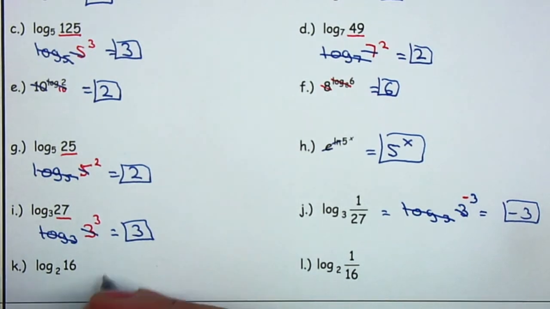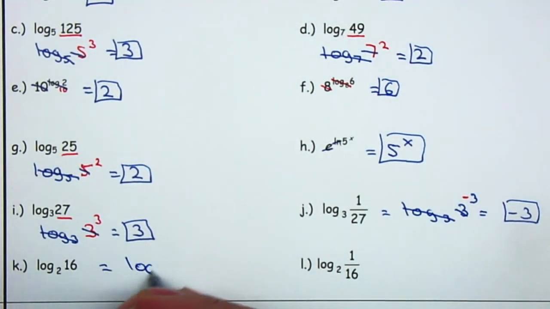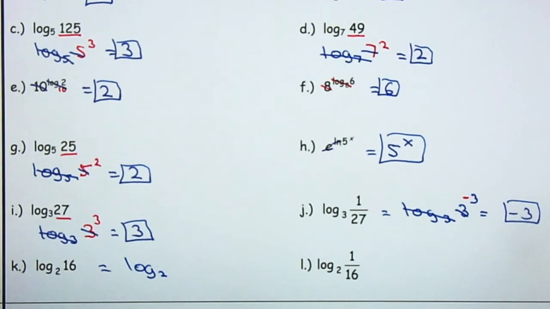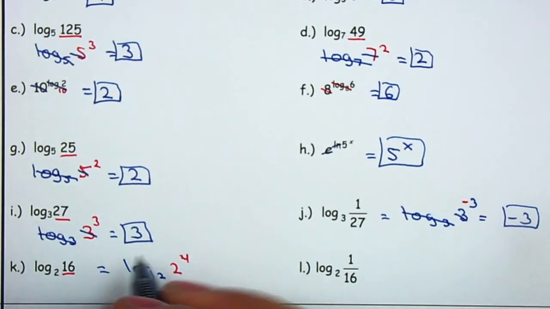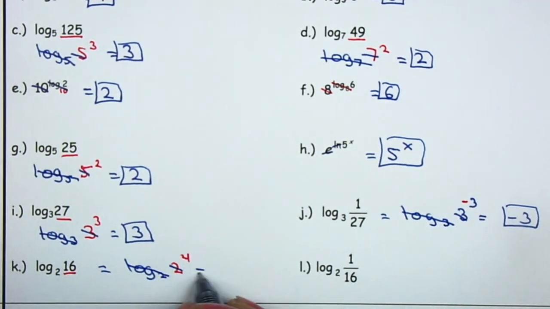For letter K, we want to be able to rewrite this as the log base 2. I want to be able to rewrite that 16 as 2 to the 4th power, correct? That will cancel each other out, so it's equal to 4.